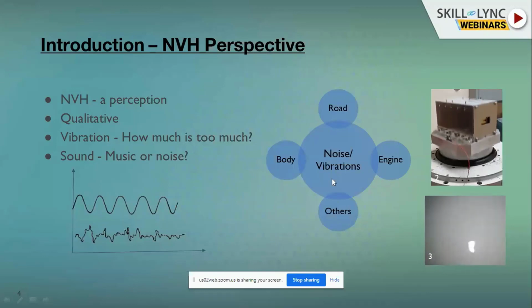As such, our area of interest in today's webinar would be to understand what we do to reduce the vibrations in a frame, and how do we go about understanding the different aspects and parameters of analyzing a frame from an NVH perspective.